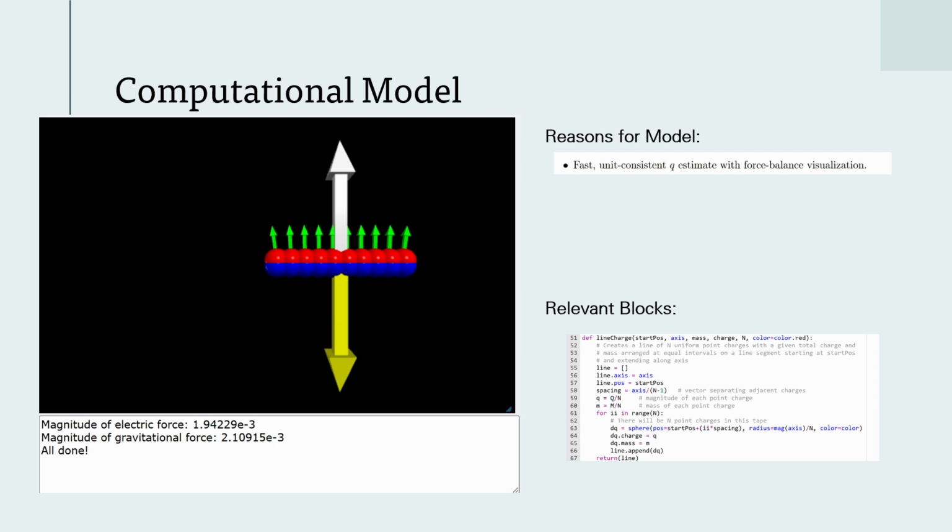The GlowScript model allowed us to easily compute these vector additions on each point charge at tape B, as well as rapidly change two main parameters: the number of point charges on each tape, as well as the overall charge on each tape. Doing so allowed us to find the final magnitude of charge on each tape such that for 10 point charges, we could balance out the magnitude of the gravitational force and that of the electric force. And as you can see, we got pretty close, around 0.2 e to the negative 3 newtons.